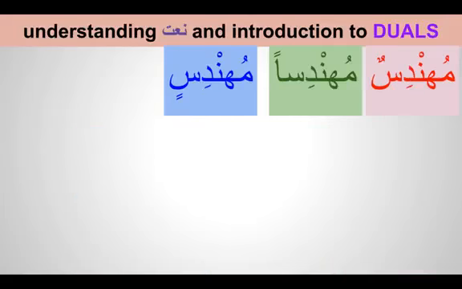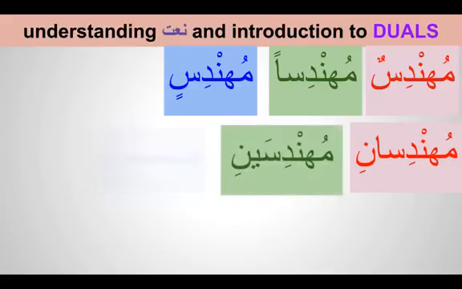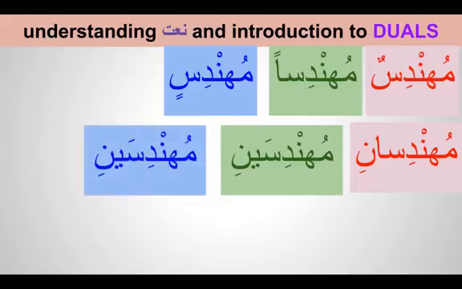It's quite easy. So now you make by yourself: Muhandisun, Muhandisan, Muhandisin. How do we make duals? Right: Marfu, Mansoob and Majroor. Good. Muhandisani, Muhandisaini, Muhandisaini. And how do we make plurals?